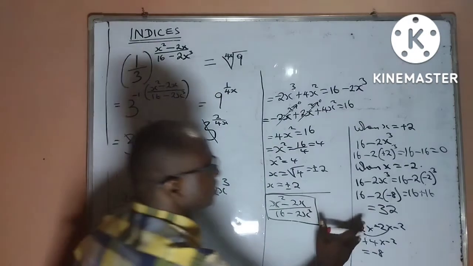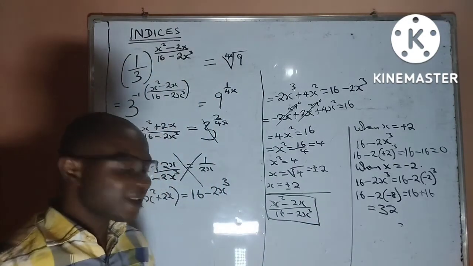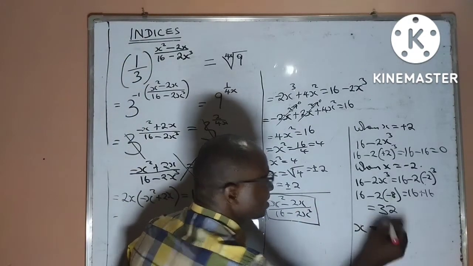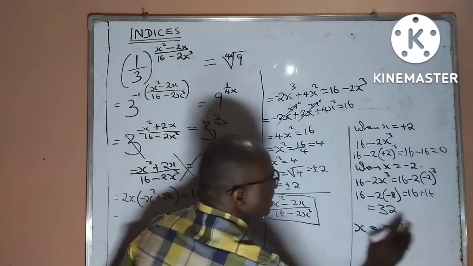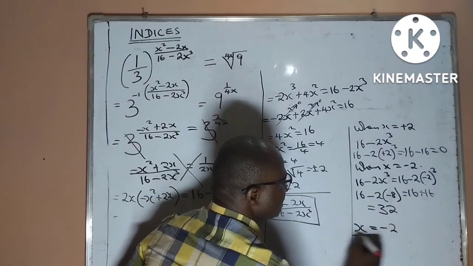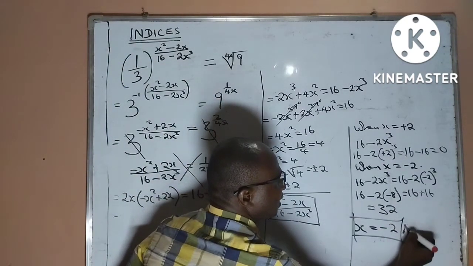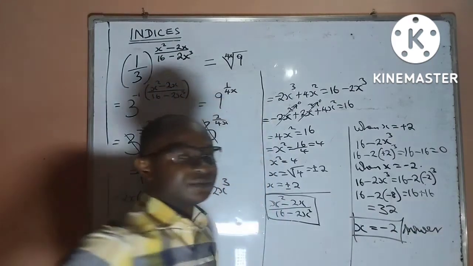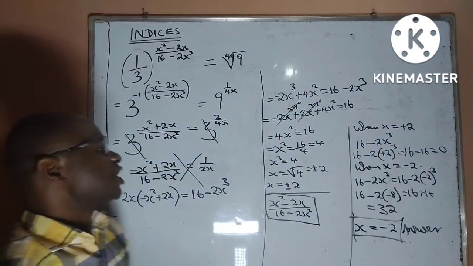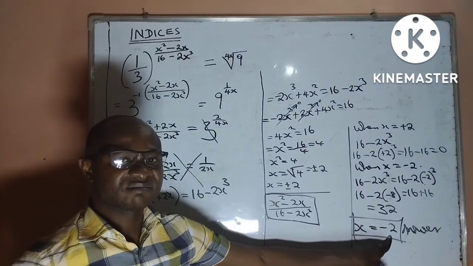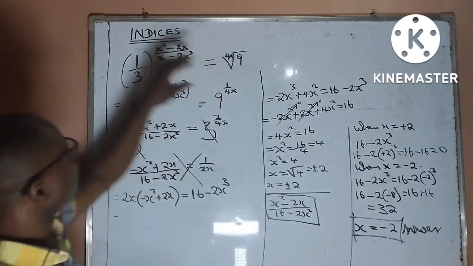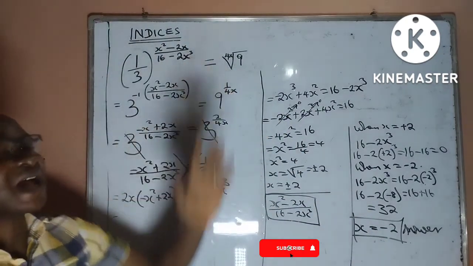Correct? Therefore, what we need is x, which is the one that is correct. x is equal to negative 2. Final answer. Beautiful. Fantastic. If we substitute x equal to negative 2 into the main equation, the two sides will be equal.